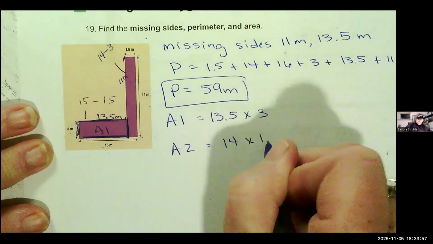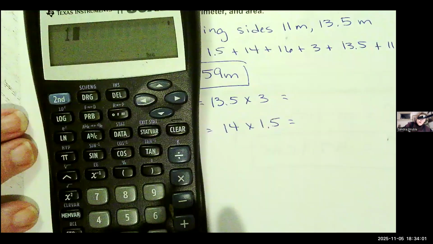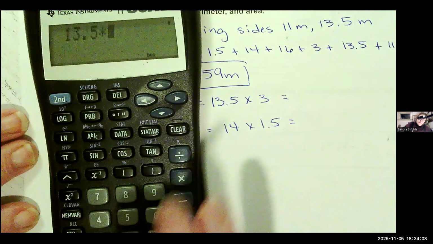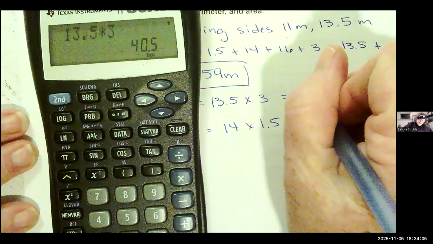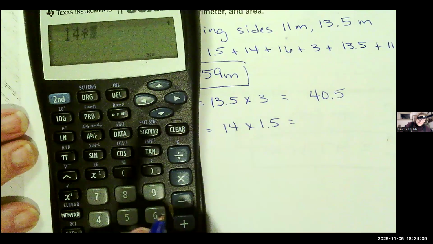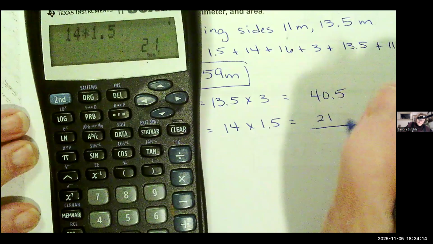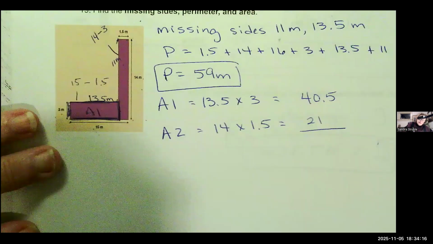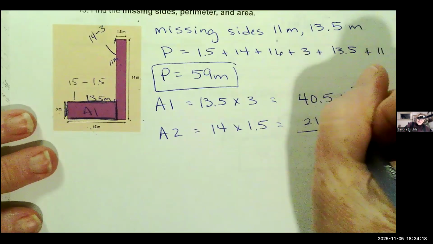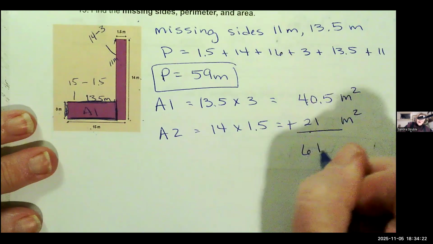Okay, let's find those. 13.5 times 3 is 40.5. And 14 times 1.5 is 21. These are all meters squared. And then we just need to add the two areas. So this is 61.5 meters squared for the area for the whole thing.